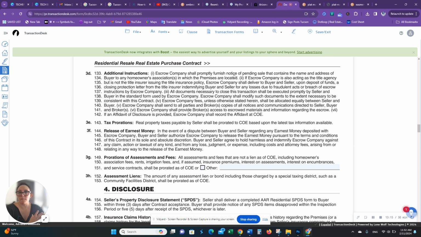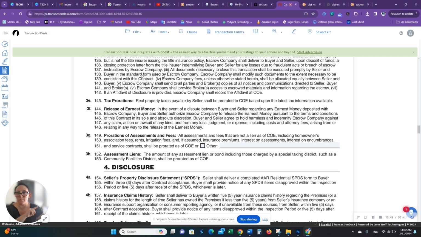The escrow company shall promptly furnish notice of a pending sale that contains the name and address of the buyer to any homeowners association, right? They're going to do that transfer. They're going to do all of the disclosures and all of that for the HOA. Escrow company is also acting as a title agency, but is not the title insurer issuing the title insurance policy. Escrow company shall deliver to buyer and seller, upon deposit of funds, a closing protection letter from the title insurer indemnifying the buyer and the seller for any losses due to fraudulent acts or breach of escrow instructions by the title company.